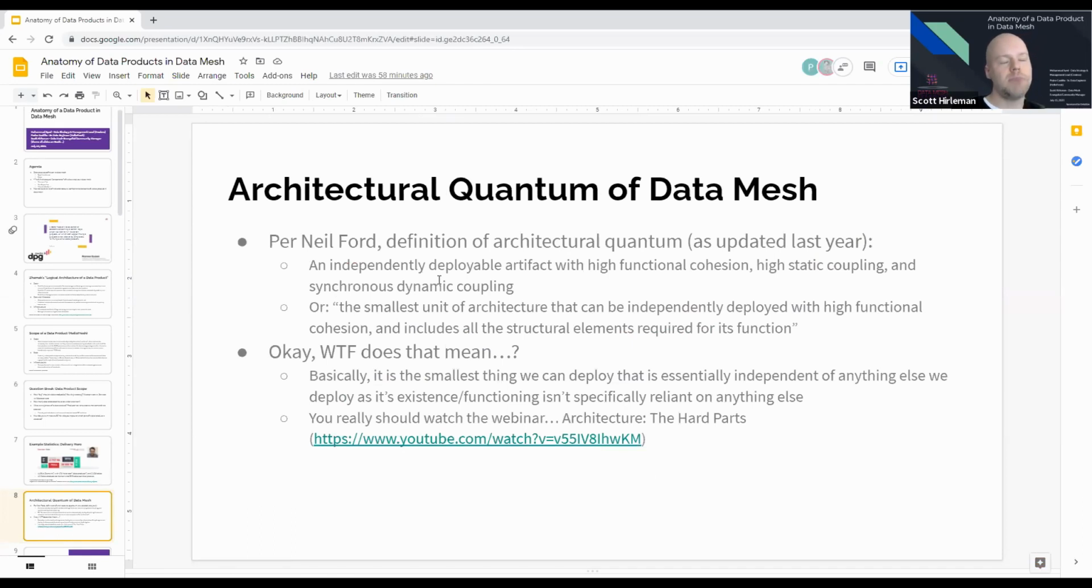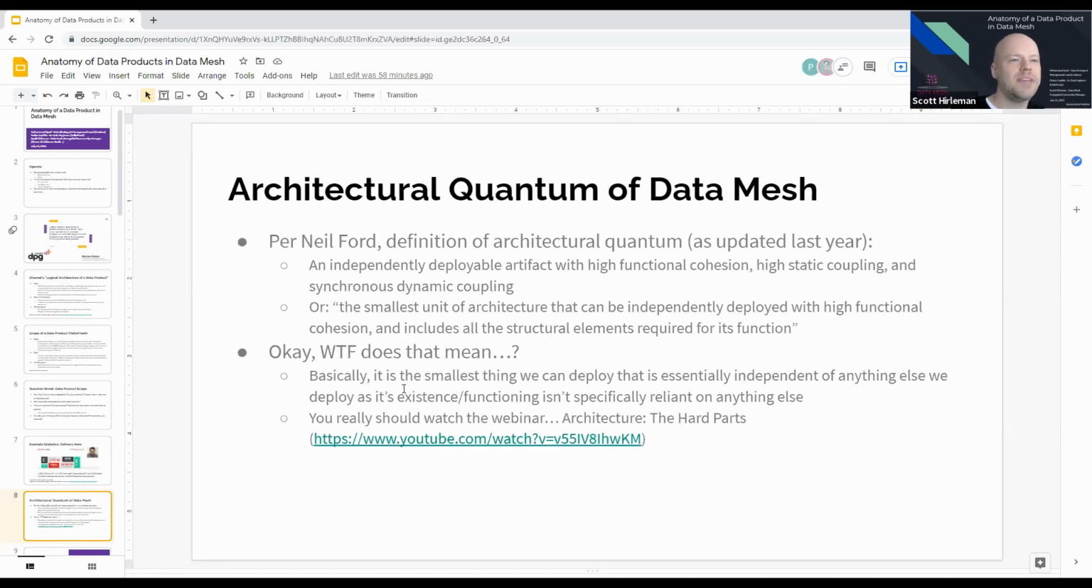So Zhamak talks about this concept of an architectural quantum of data mesh. Neil Ford has a presentation on it, and I'm going to drop the slides so people can get to it. The presentation by Neil is phenomenal, and it still kind of blows my mind. He updated his definition of what an architectural quantum is, and there are lots of different ways to interpret this.